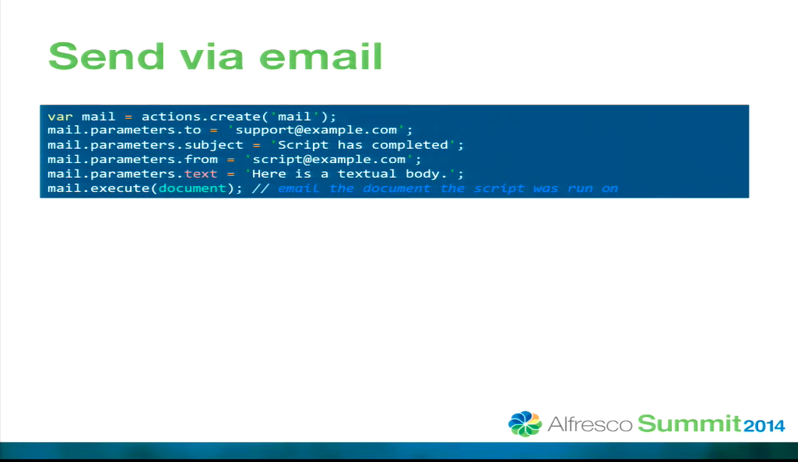Another thing you could do is use the actions root object to send an email, right? Because there's an email action in the repository. So let's say you run a script and something interesting happens. You complete, or you have a failure, or you get to some milestone in your script. You can send out an email: hey, this thing happened.